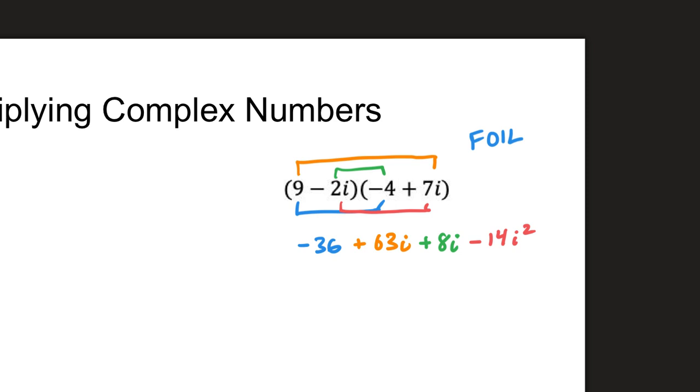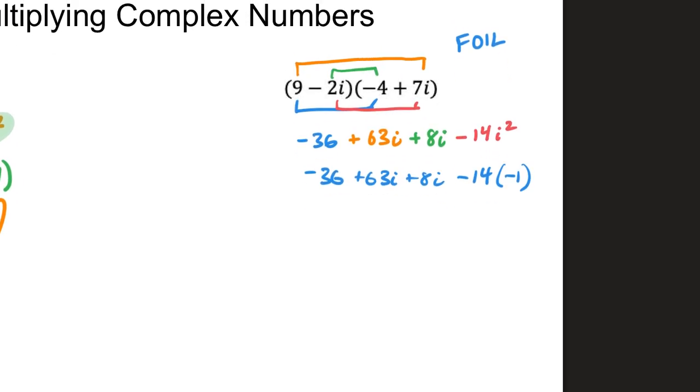All right, now, just like in the previous problems, we're going to clean this up. So we got 36. I'm going to keep writing, plus 63i, plus 8i, minus 14 times negative 1. So remember, i squared is equal to negative 1. I know I can add some things together. I can take that 63 plus 8, and 63 plus 8 is 71. So I got 36 plus 71i. Negative 14 times negative 1 becomes plus 14.